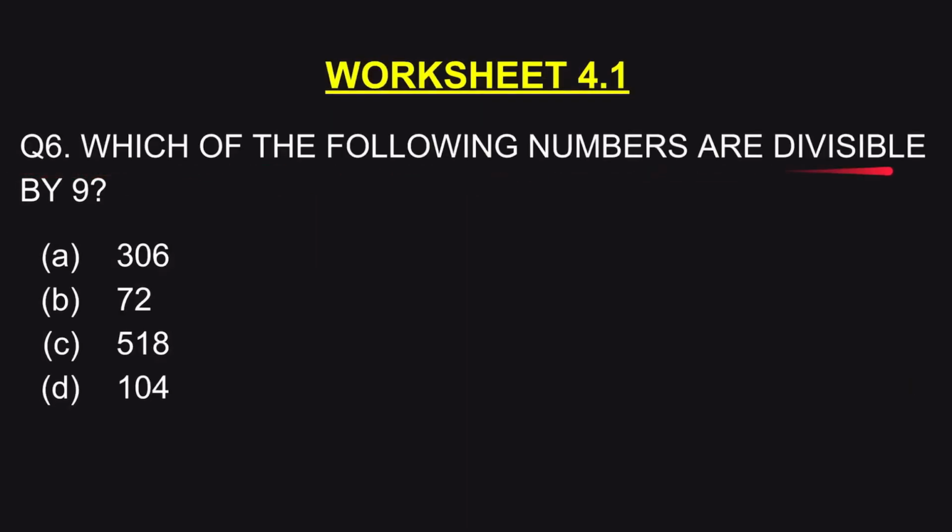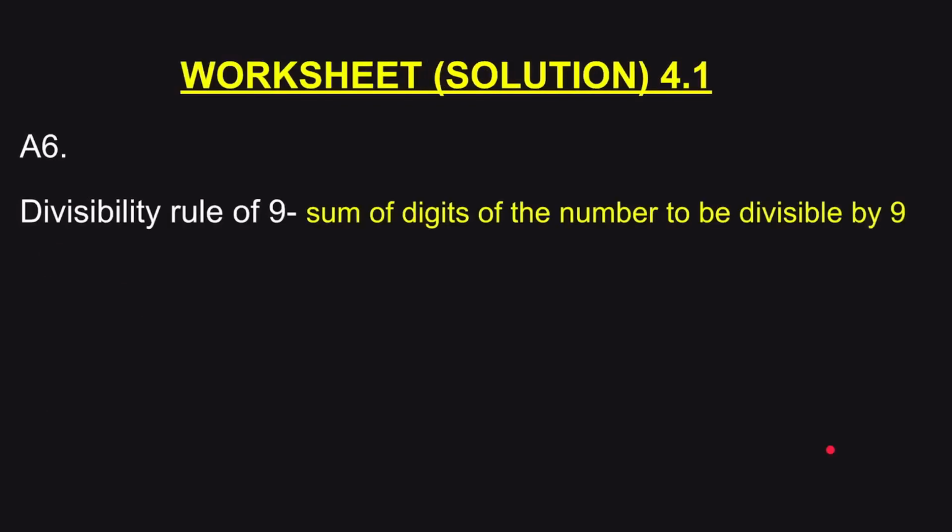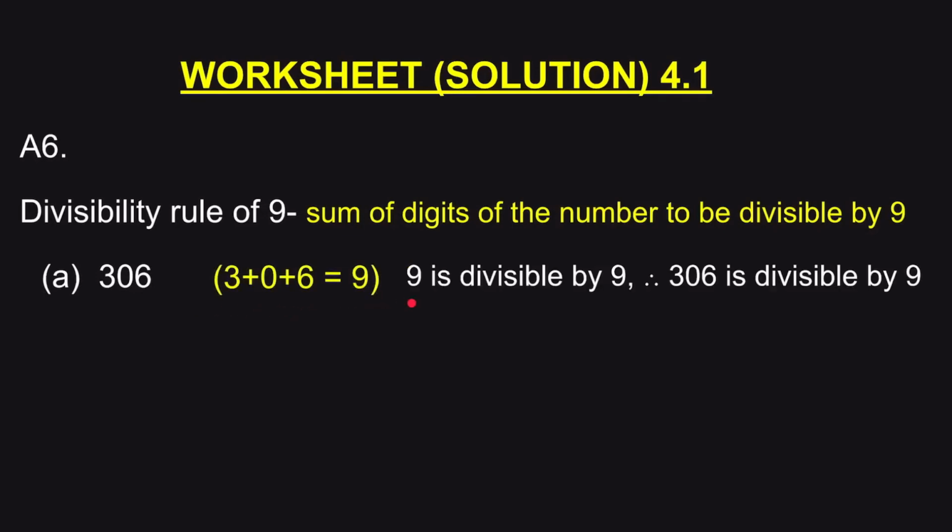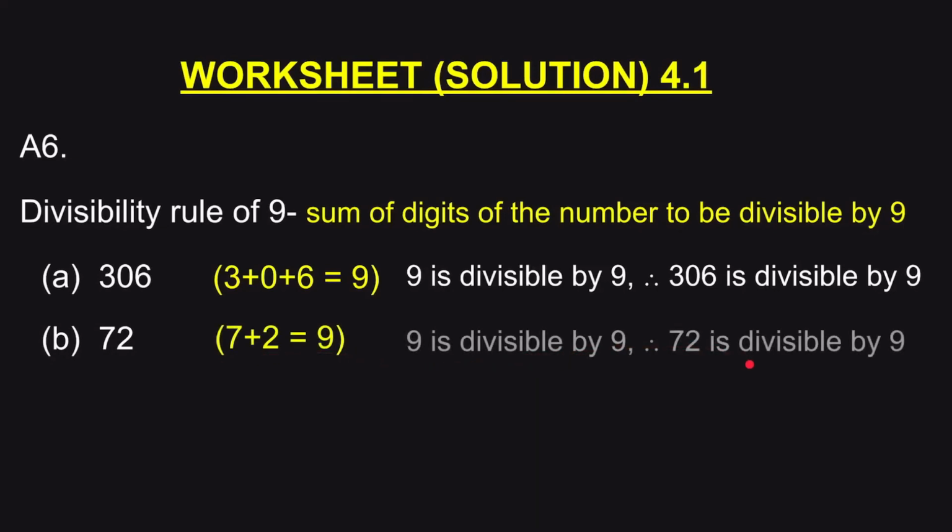Question 6. Which of the following numbers are divisible by 9? The divisibility rule for 9 is: if the sum of the digits of a number is divisible by 9, then the number is divisible by 9. So A part is 306. The sum of digits would be 3 plus 0 plus 6, which is equal to 9. 9 is divisible by 9, therefore 306 is divisible by 9. B part, 72. 7 plus 2 equal to 9. 9 is divisible by 9, therefore 72 is divisible by 9.